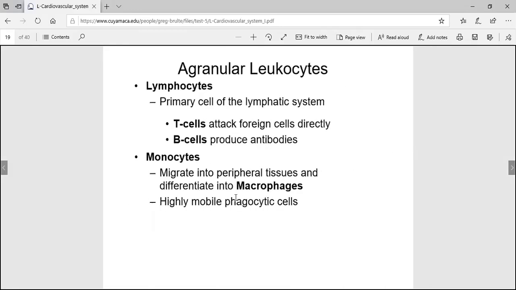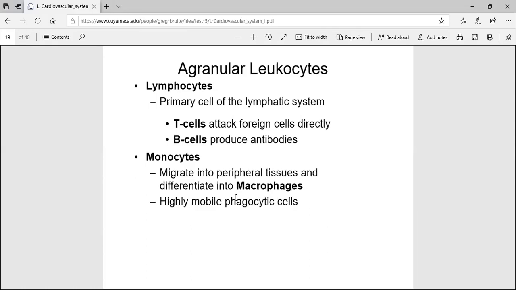Lymphocytes, mainly I want you to think antibodies. B cells make the antibodies. T cells do a lot of other things. And there's more subdivisions of these cells than I'm giving you, and we'll talk about them more when we get to lymphatics. But right now, just remember B cells make antibodies.